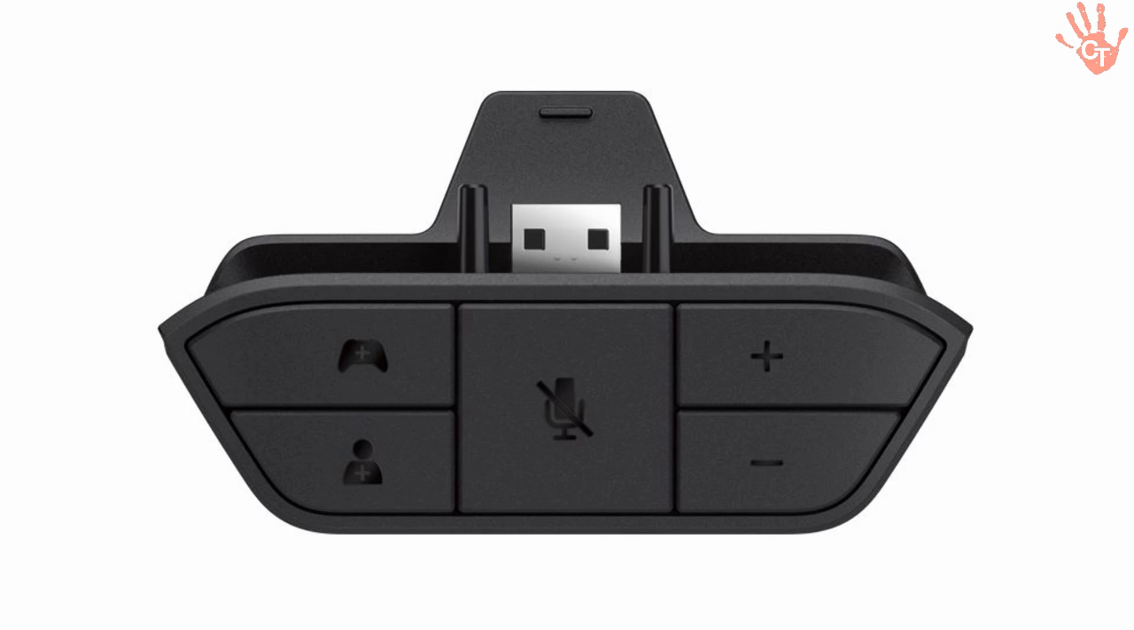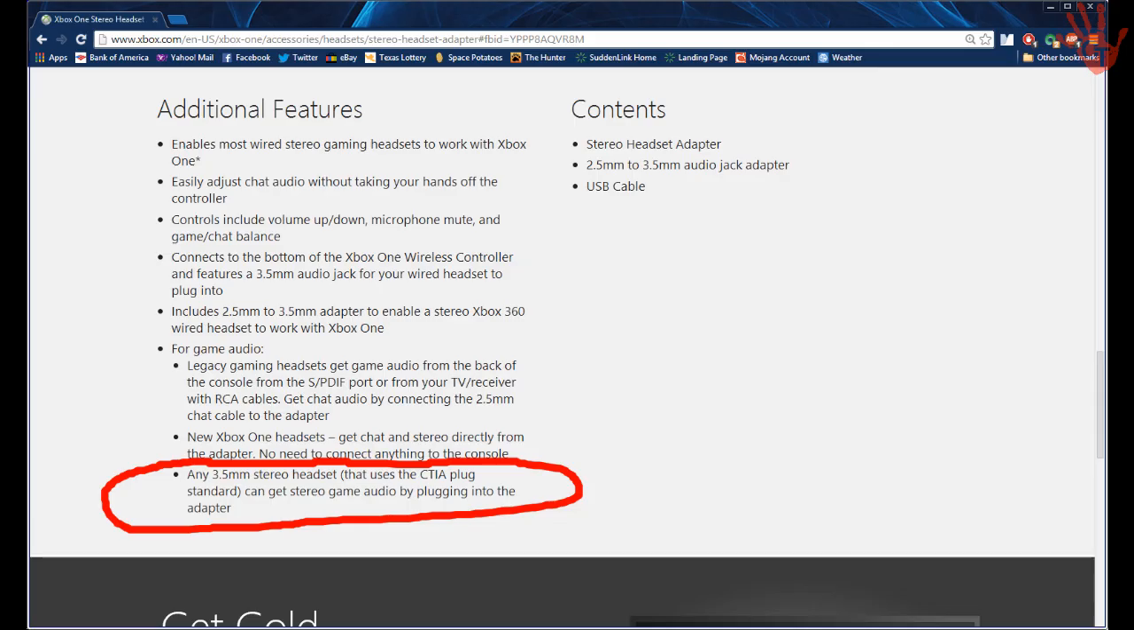One of the things that I need to bring up is the official documentation, or what's written about the Xbox One 360 adapter. That's on the actual Xbox homepage. You can go there, look under accessories, find the adapter, and go down to the features. This is the most important thing about this entire setup and why most of the stuff is failing. At the very bottom, you can see it clearly states any 3.5 millimeter stereo headset that uses the CTIA plug standard can get stereo game audio by plugging into the adapter.